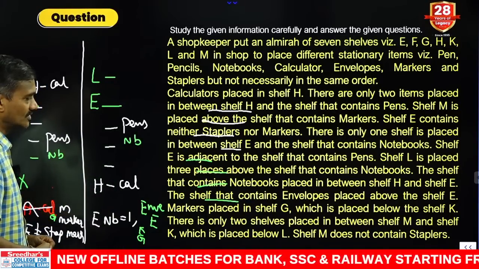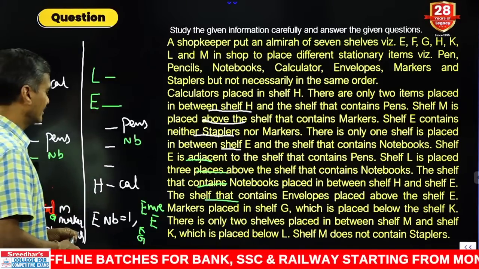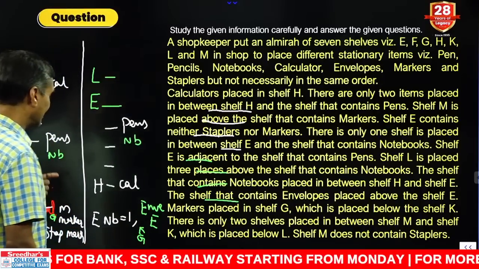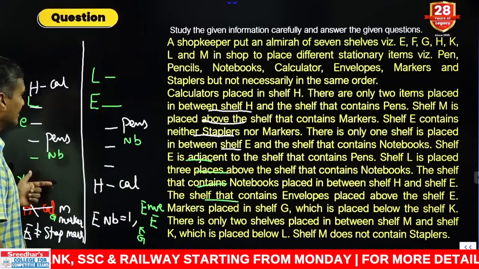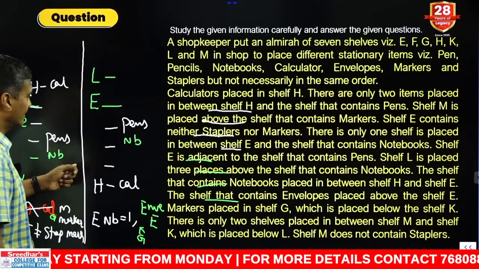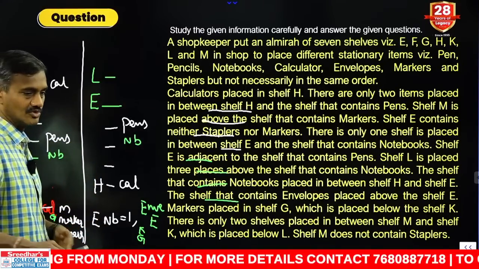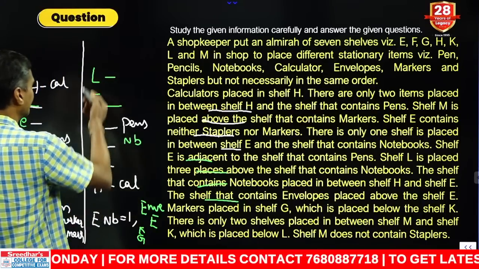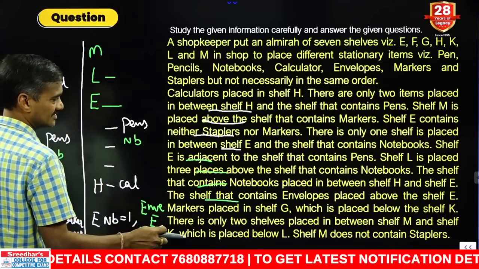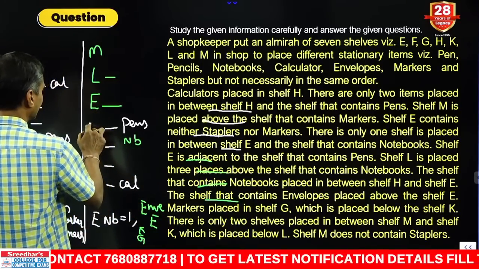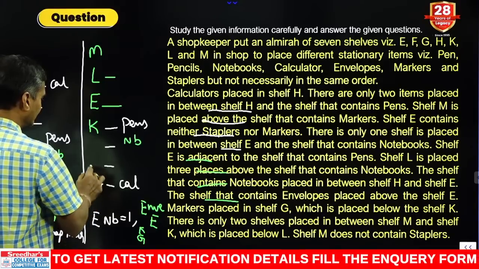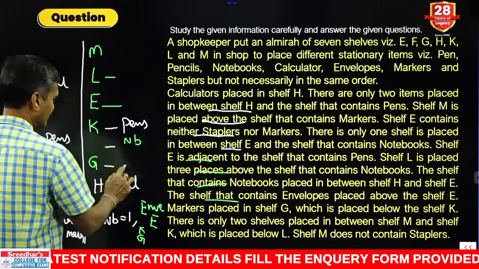And next one, there are only 2 shelves between M and K. Now between M and K, there must be exactly 2 shelves. That means M is above this one. There is no chance for M to be here, isn't it? If M is here, we are having more. Hence, M must be here. And between M and K, there are exactly 2. K is here. And if K is here, now this G marker, G is here.